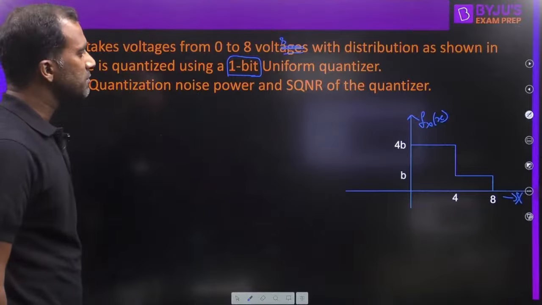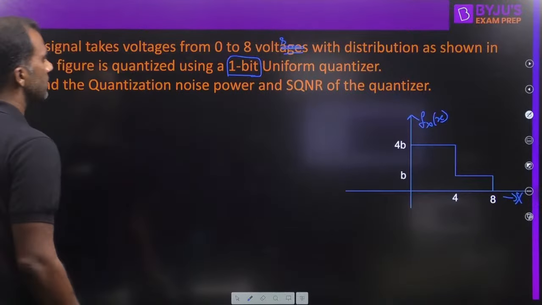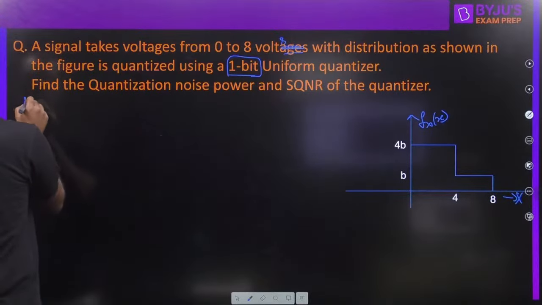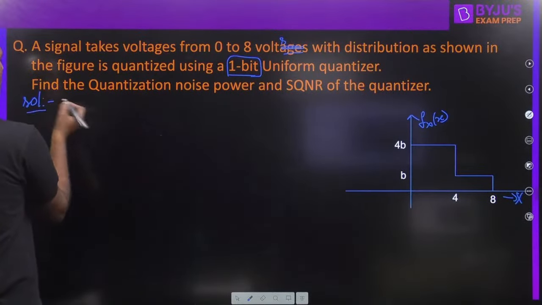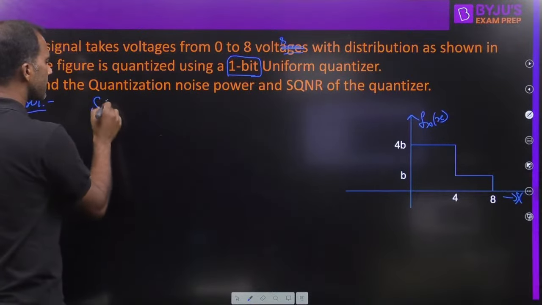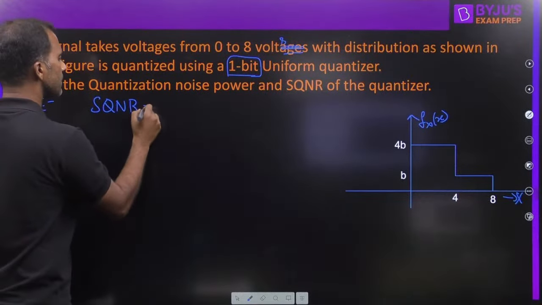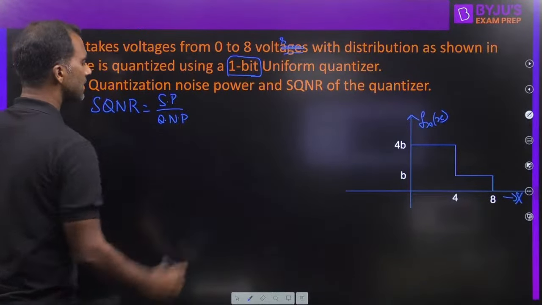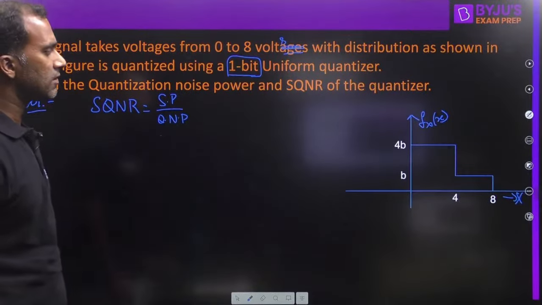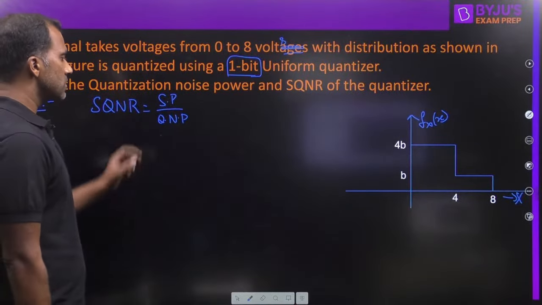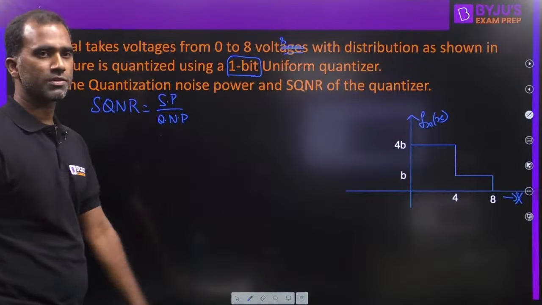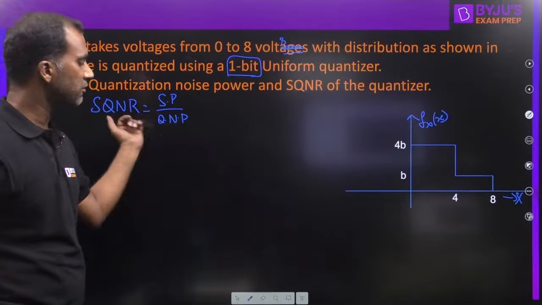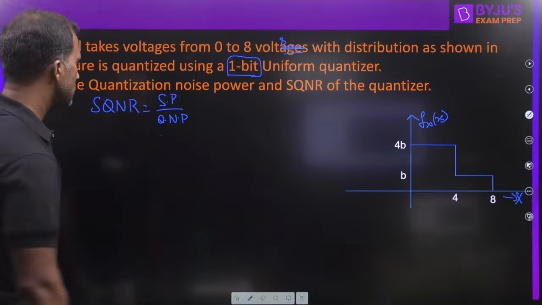Right, find the quantization noise power and SQNR of the quantizer. Okay, right. So first, if you want to find SQNR, you have to find signal power and then quantization noise power. Now both of them are tricky. This is one of the tricky problems that can be given. Signal power and quantization noise power both are not straightforward because that is not a uniform PDF to apply some formula. There is no way of applying a formula. You have to find everything directly using the basics. So let's find it.